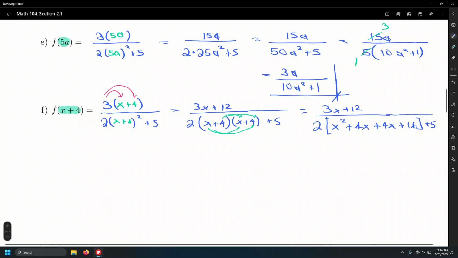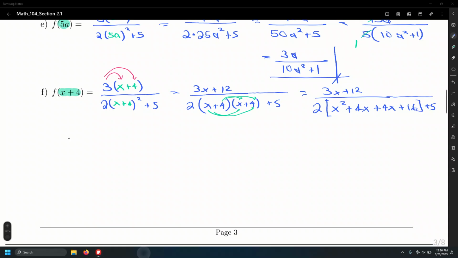All right? So from here, that's a 3x plus 12 in the numerator still. That doesn't change at all. And let's combine the like terms inside of the parentheses. That's x squared plus 8x plus 16, and add the 5. All right? So we still have a couple terms to simplify the denominator.